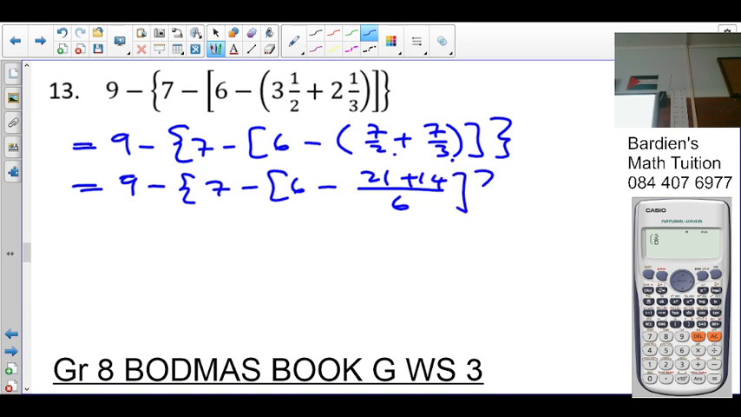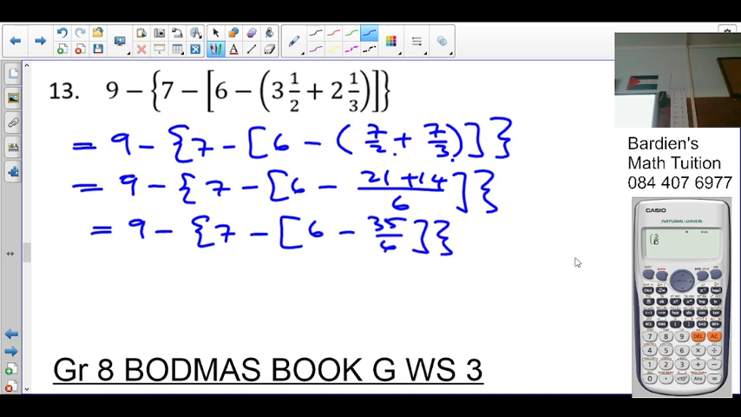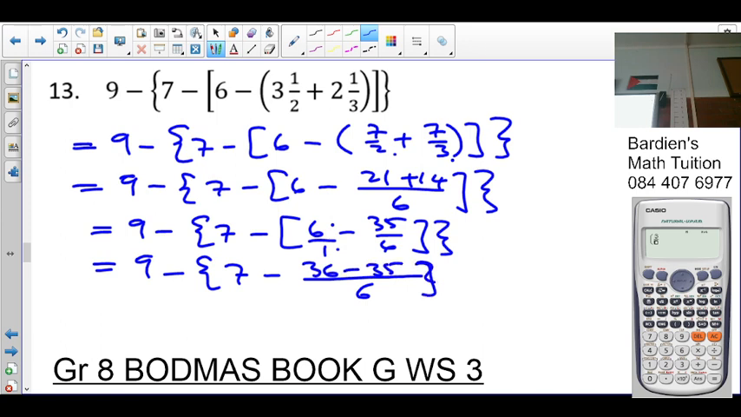You all agree with that? Alright, so it's 9 minus 7 minus 6 minus. What's your 21 plus 14 is 35? 35 over 6. What's your LCM here? 6. So 7 minus 6. So that's over 1. I must multiply that by 6. So it's going to get you 36 minus 35. If you get 1. 9 minus 1 over 6.